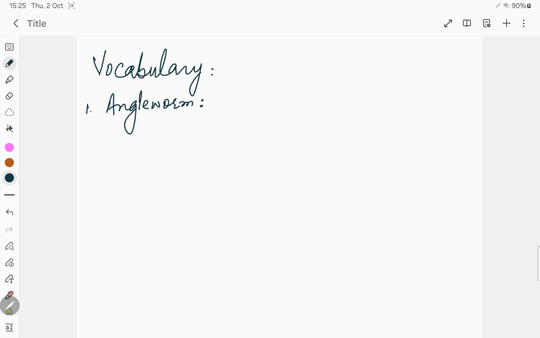So the very first word here we have the angleworm. That simply means an earthworm, which is present in the soil. Well, and actually it becomes a victim of the birds and the other animals. And the antonym of this word can be a predator. That means the one who is going to hunt.